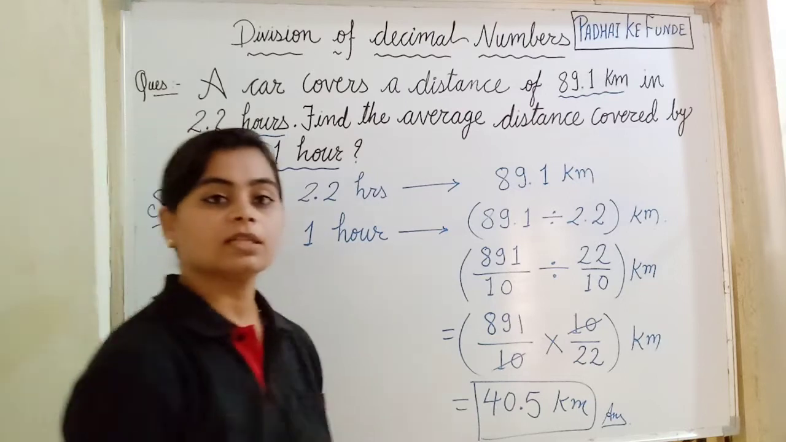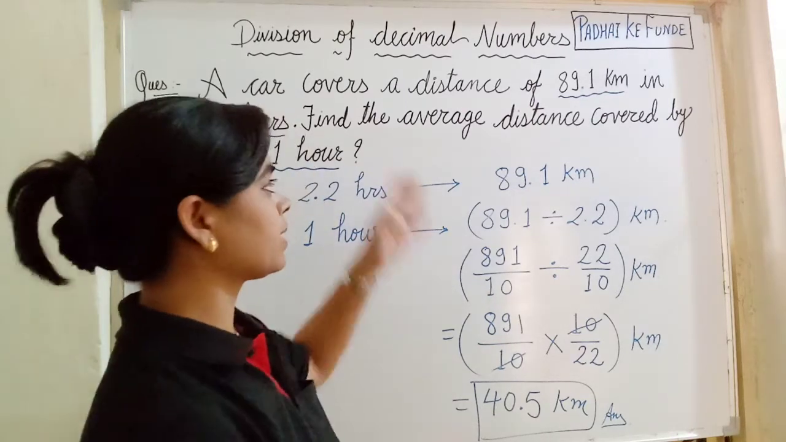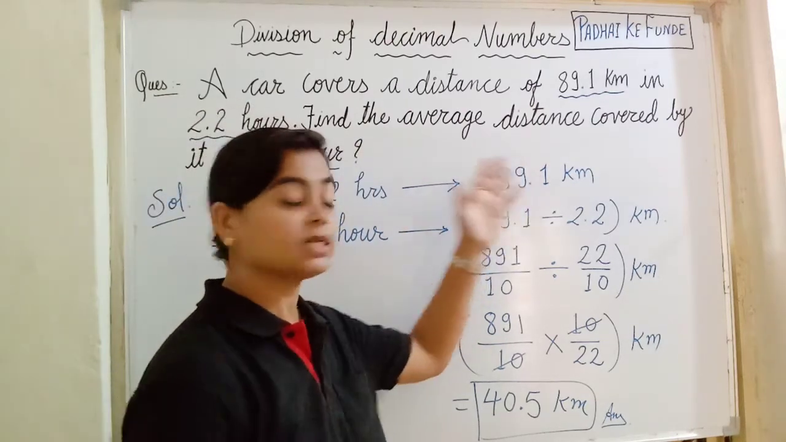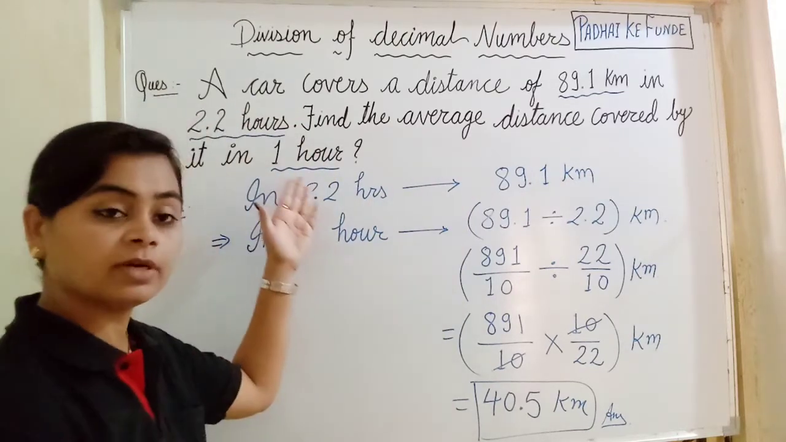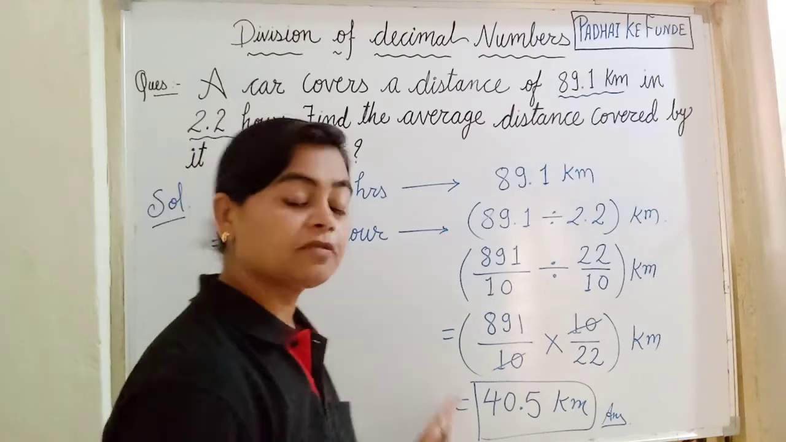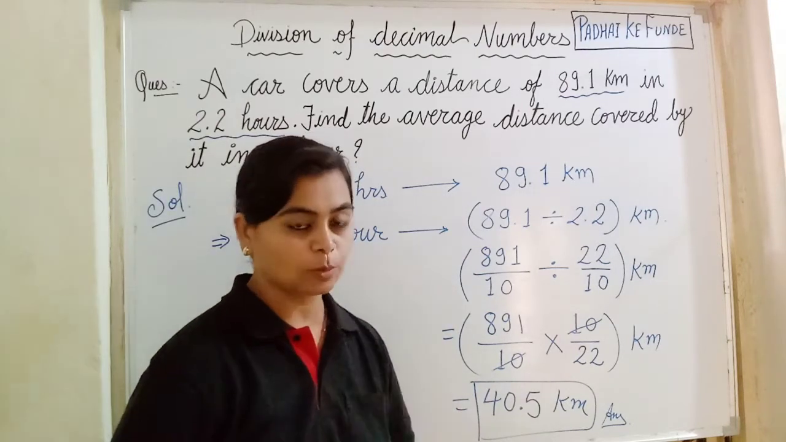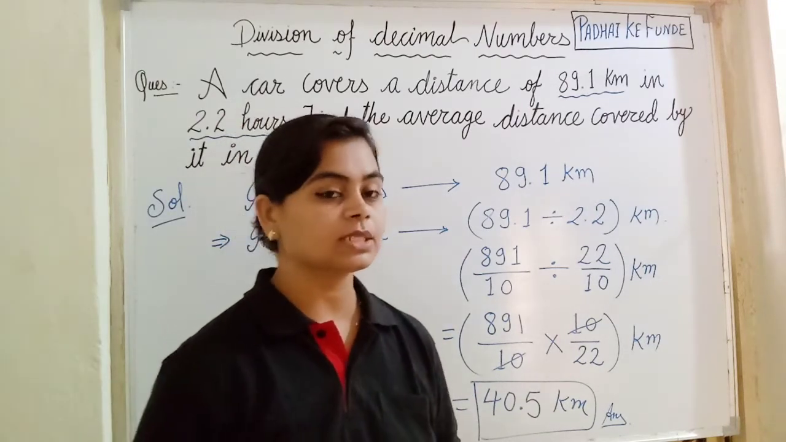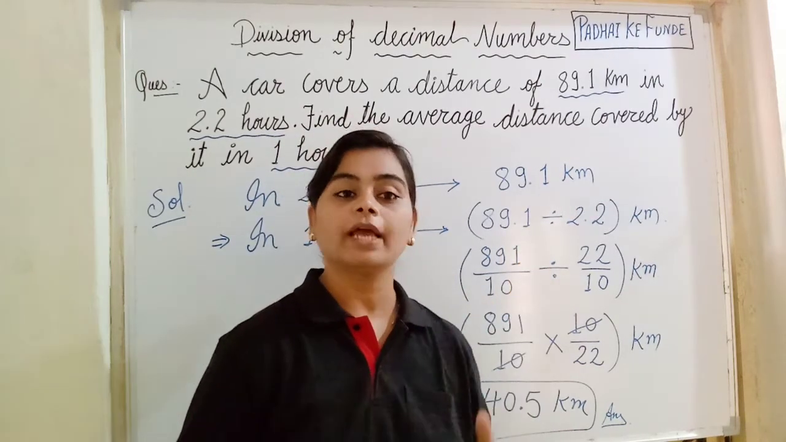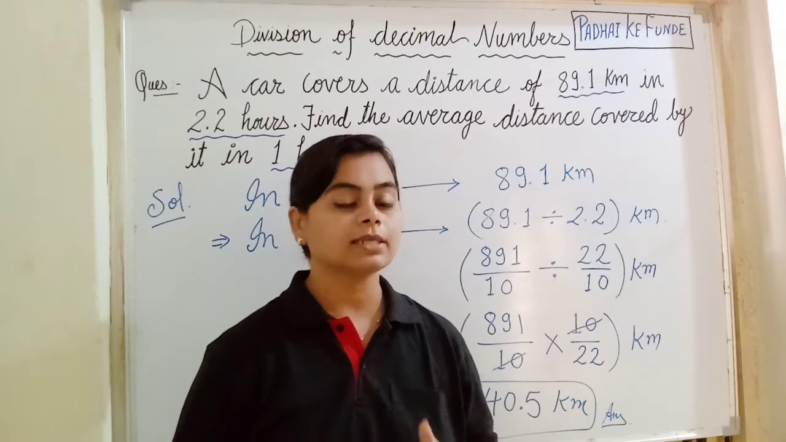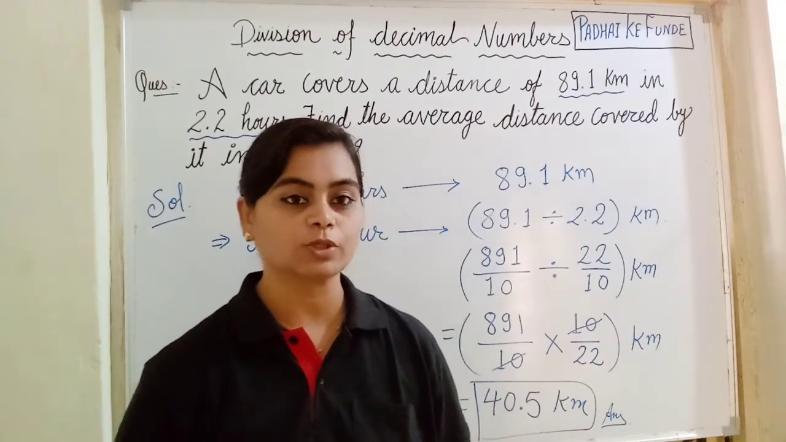That is, the car which covers 89.1 kilometer in 2.2 hours will on average cover 40.5 kilometer in 1 hour. Hope the process to solve a word problem like this is clear to you, and also the process to divide decimals is clear.